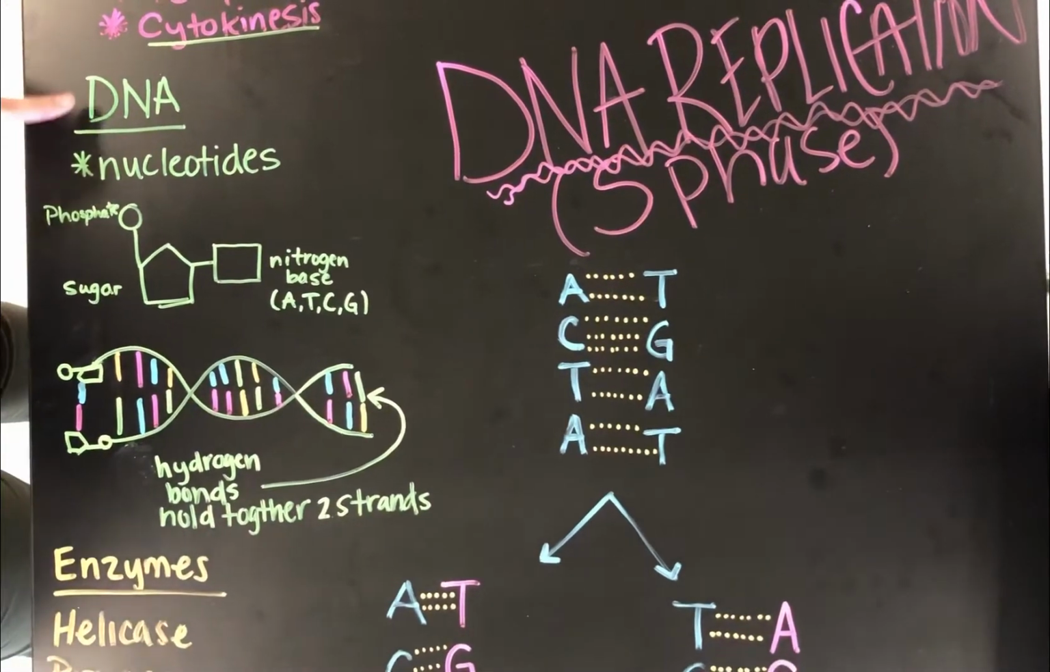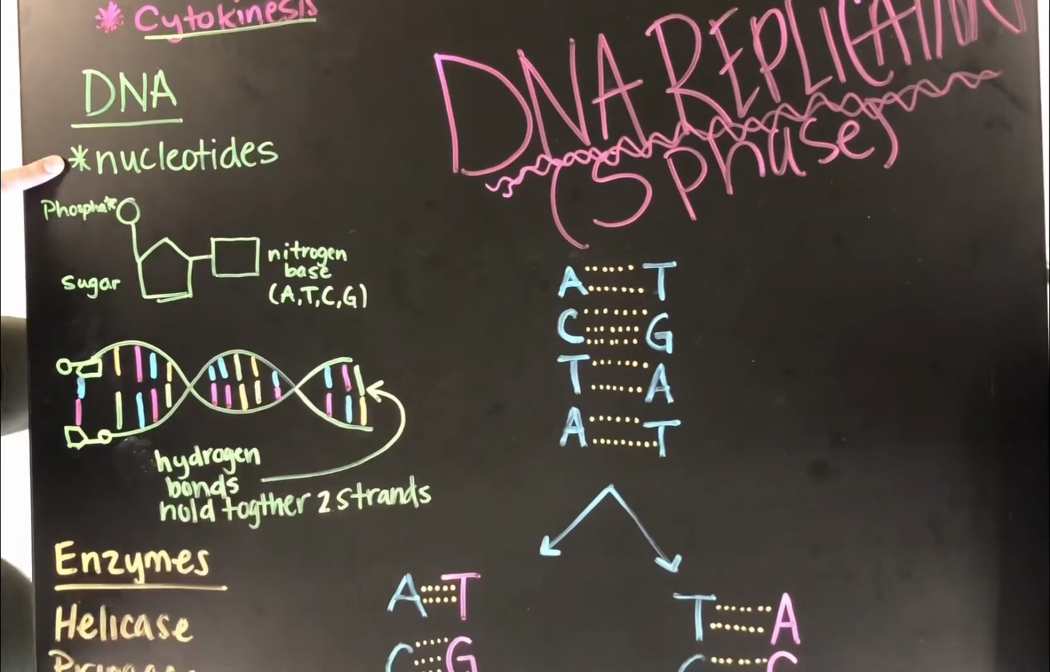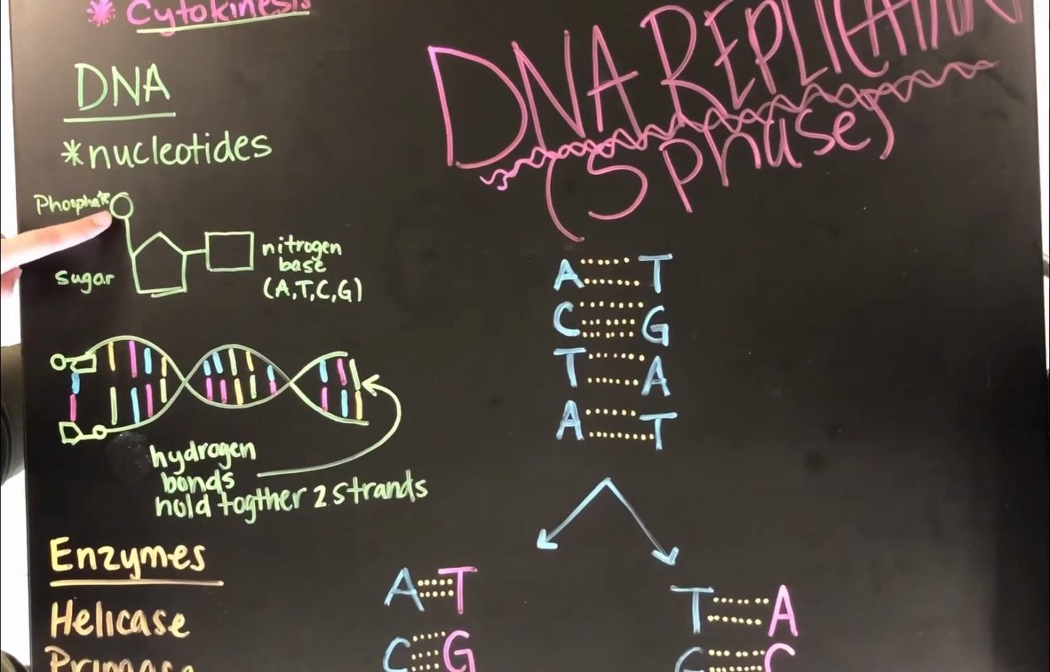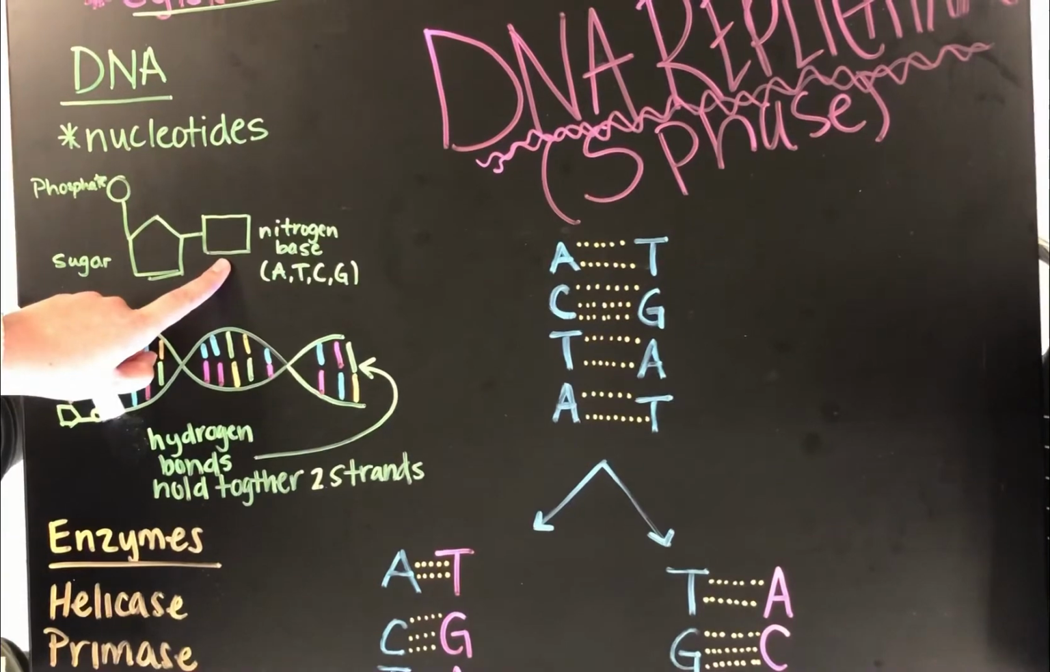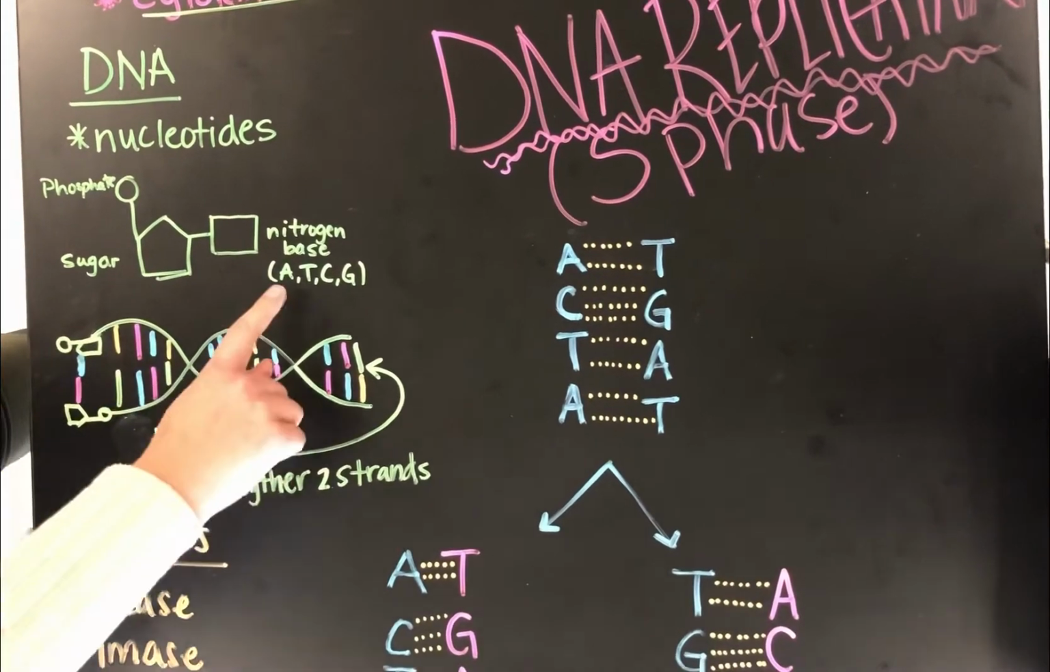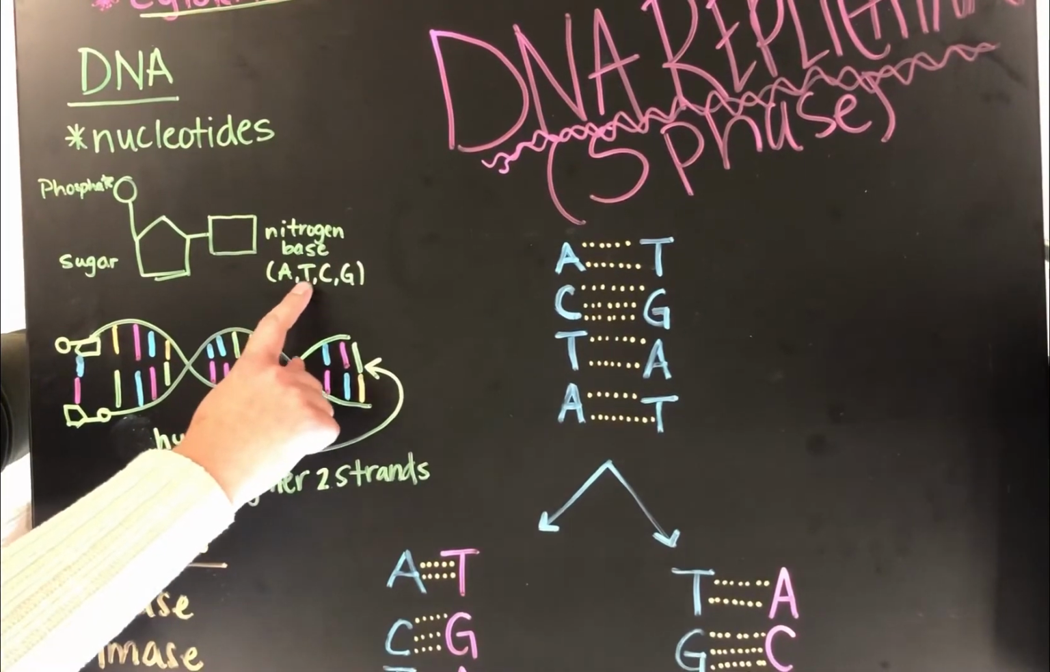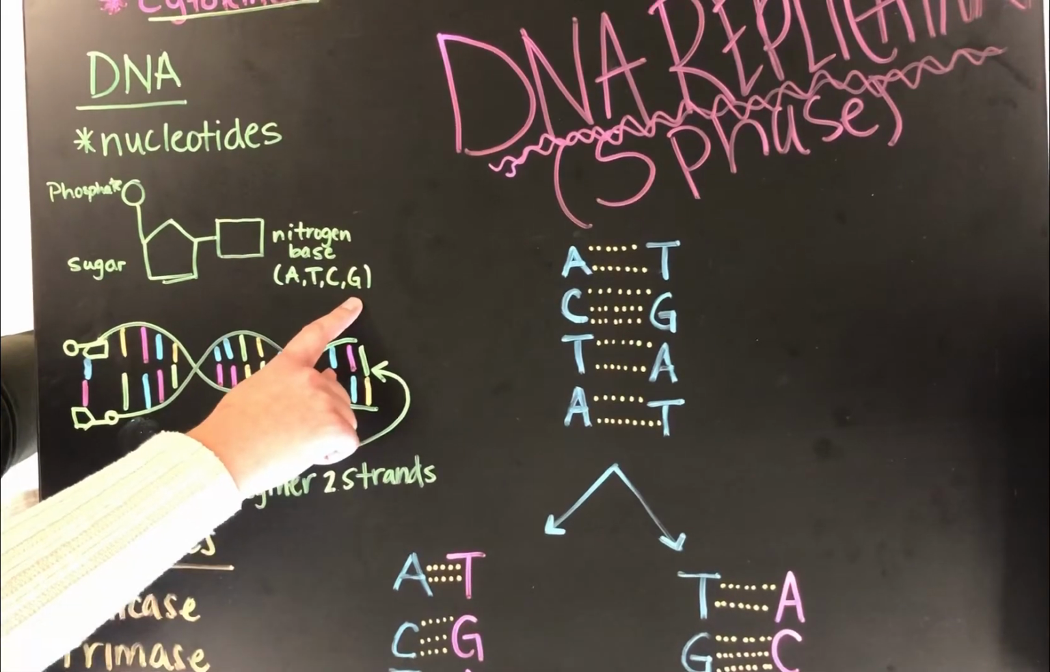We know that it is made up of our monomer of nucleotides. This is our nucleotide. We have a phosphate molecule, a sugar, and a nitrogen base. And it could be one of 4 different options: adenine, thymine, cytosine, or guanine.